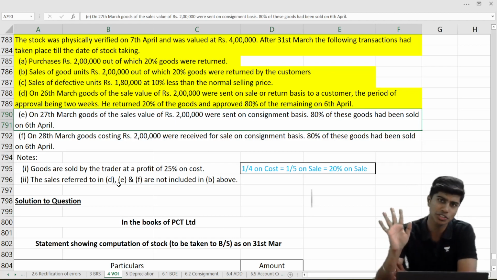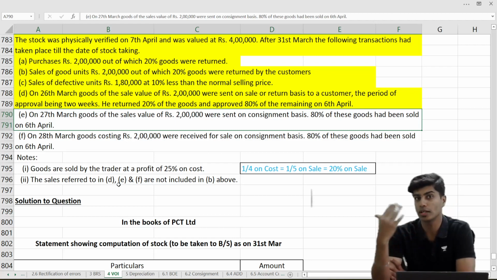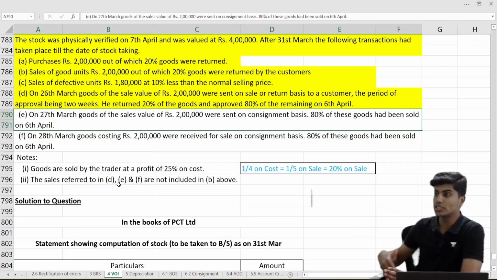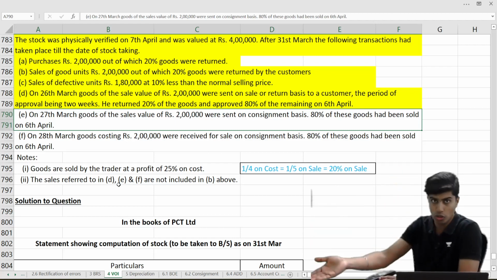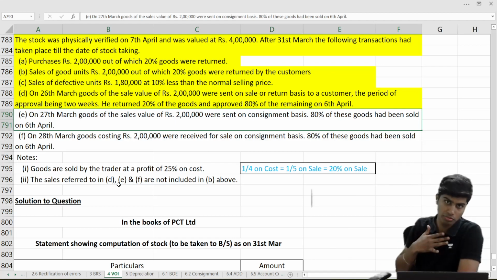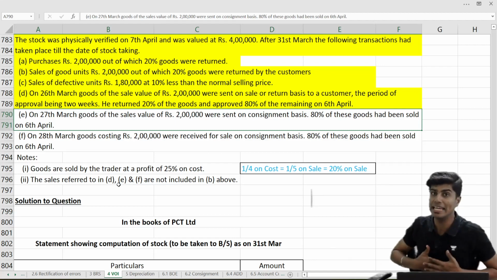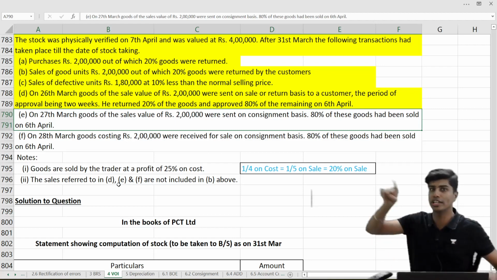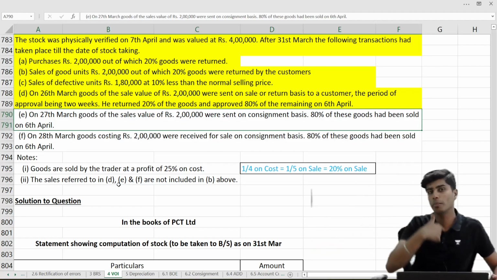The consignee has only possession. So if I send the goods on consignment, though the goods are lying in the consignee's godown, the goods belong to me, and I would have to include it in my inventory. I would have to include it in my stock. Though the goods are lying with the consignee, stock belongs to me, and I would have to include it in my inventory.